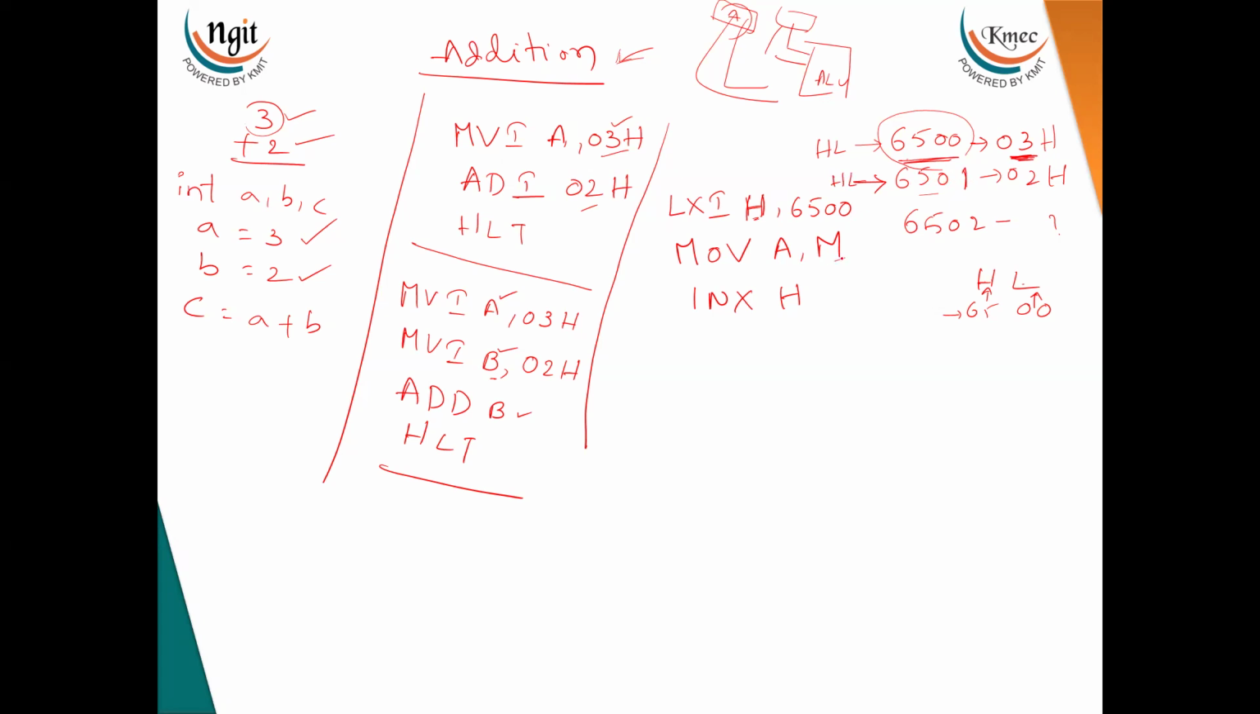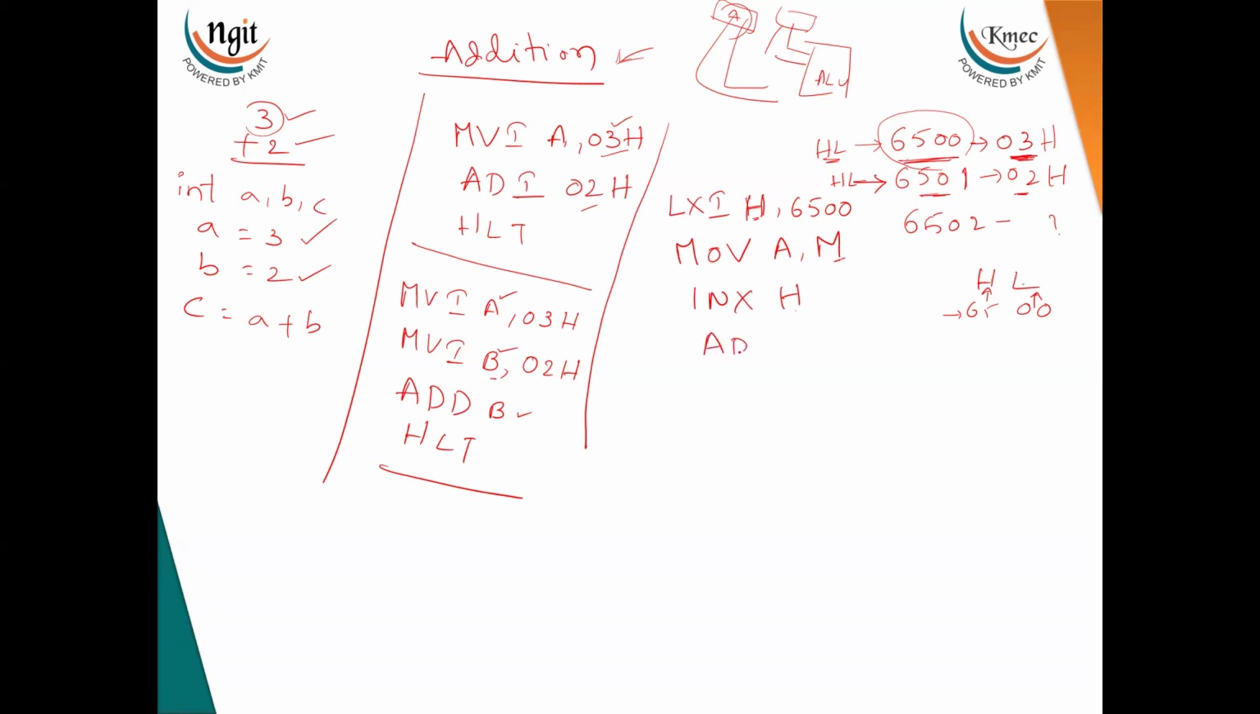If we increment the M means what? 3 will be incremented and it will indicate the 4. So that should not happen. Now HL pair should point to the next location means what? We need to increment the HL pair. So now HL pair is pointing to 6501. Now whatever the data is there here, we can add directly like this.